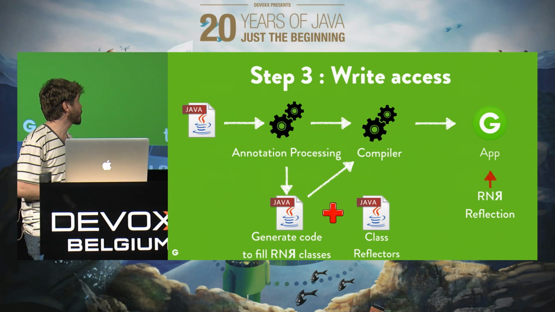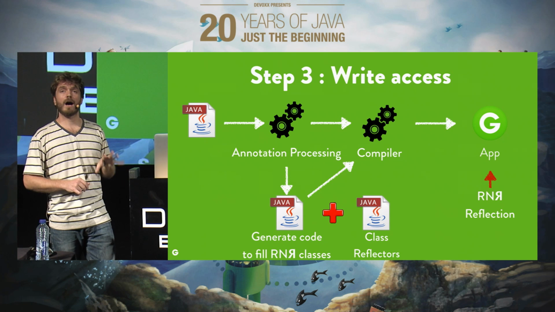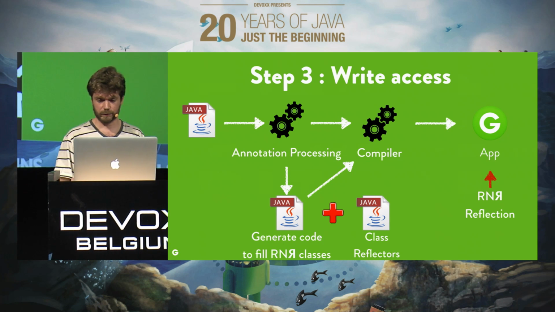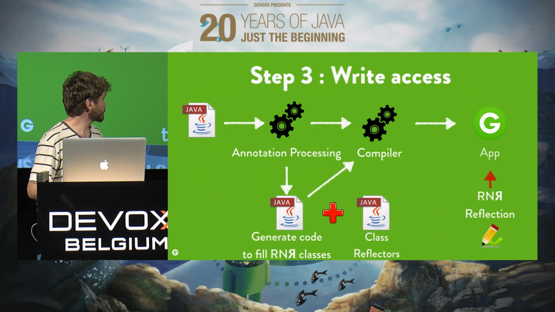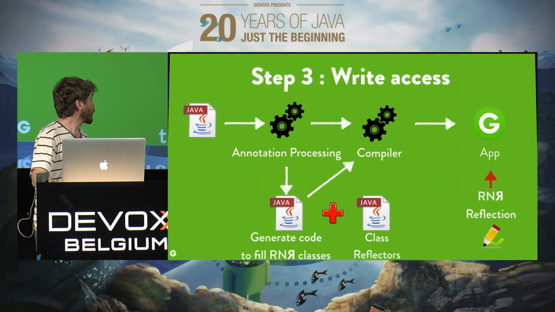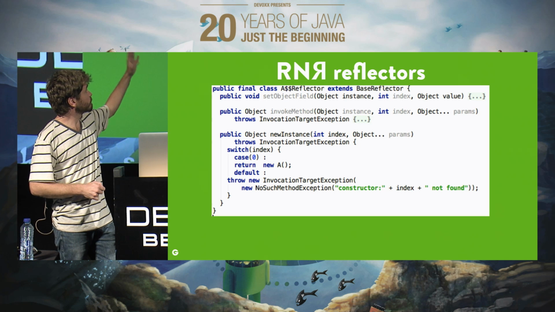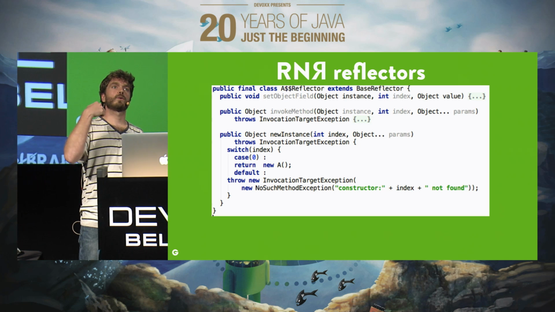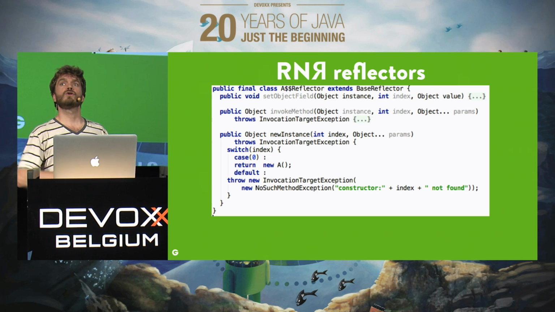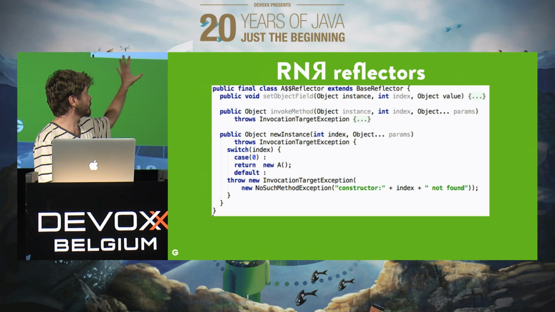So we decided to add a step 3. During this step 3, we are going to generate not only R&R classes, but also what we call reflectors, class reflectors. Those class reflectors will allow write access to the classes of your program. How can we do that? Here is what a reflector would look like. Here you have a reflector for a class A. Inside the reflector, we provide methods to actually assign values to fields, to call constructors, to call methods.